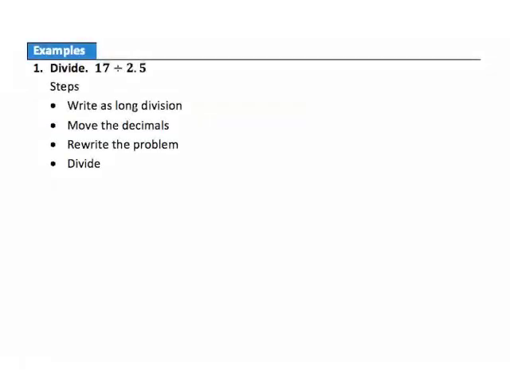Now let's take a look at an example that will help you understand how to set up and divide by a decimal number. Taking a look here, we have the division problem in example 1, 17 divided by 2.5. The first thing we want to do is write this as a long division problem. 17 is the dividend, the thing that's getting divided, so the 17 is going to go inside the long division box. The 2.5 is our divisor, that's going to go out front.